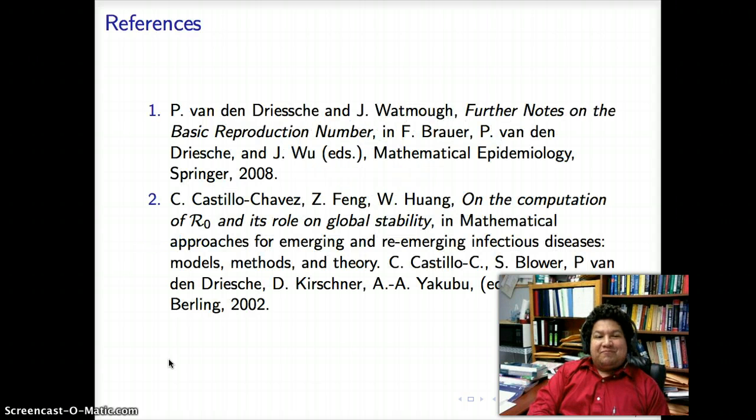The literature on the basic reproductive number is extensive. This is a key quantity in the mathematical modeling context of infectious disease and epidemics. And I mention here in this slide briefly two main references. You will see in some of the recommended reading, some of the required reading, that there are more references.